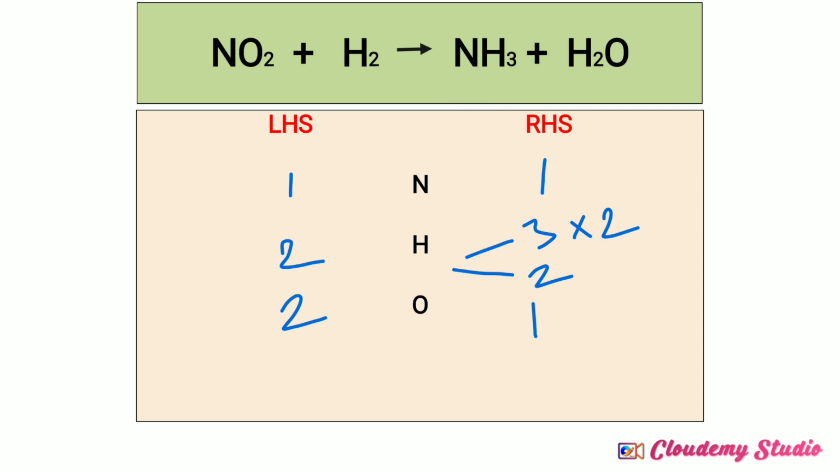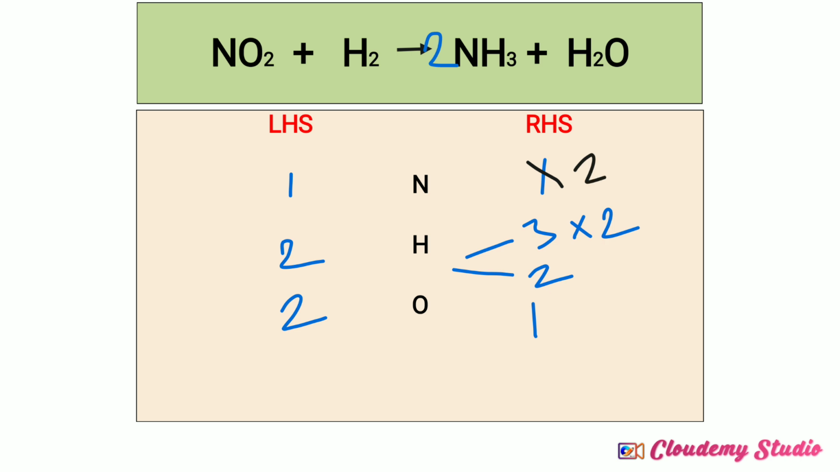That 2 is written as a coefficient of ammonia. When ammonia is multiplied by this coefficient 2, this 2 belongs to both nitrogen as well as hydrogen. Therefore, nitrogen will change at the right hand side to 2 times.